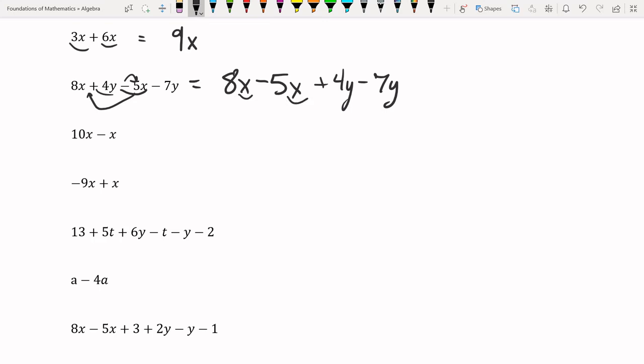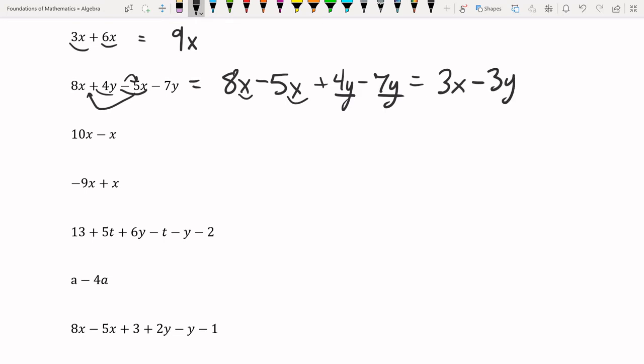8x minus 5x, those are like terms. 8 minus 5 is 3x. And we have 4y and negative 7y. Those are like terms, the variable parts are the same. 4 minus 7 is negative 3, with the y.